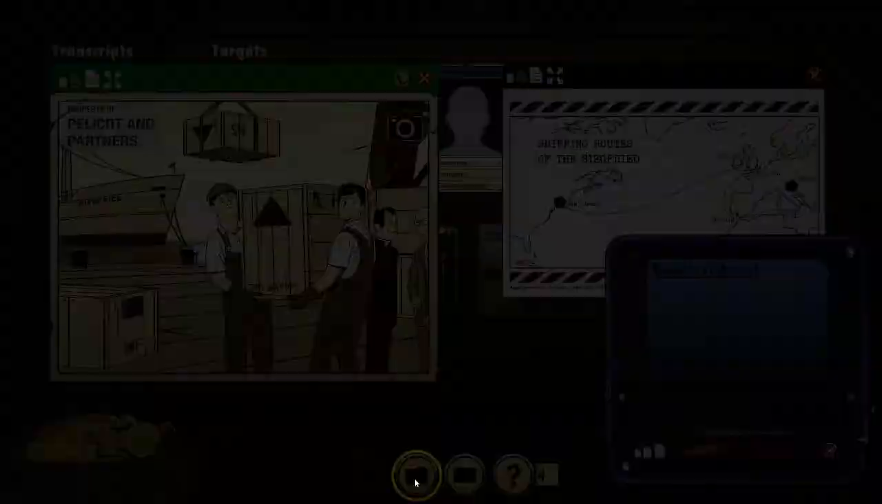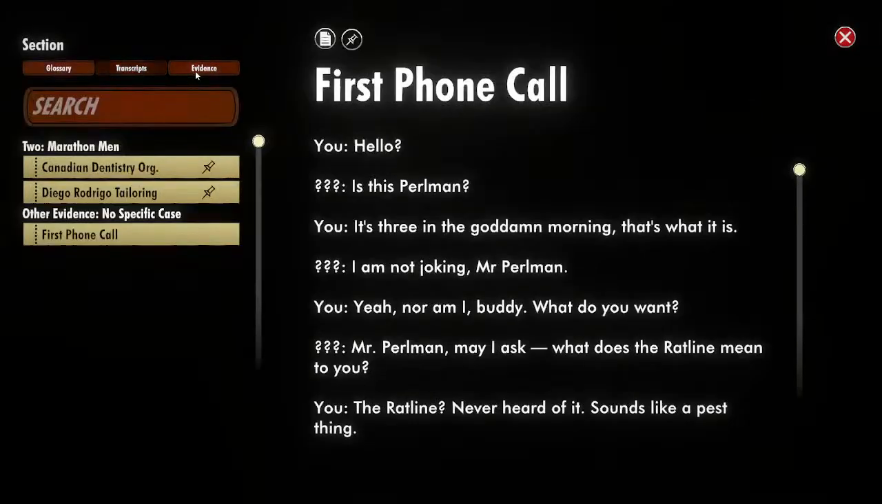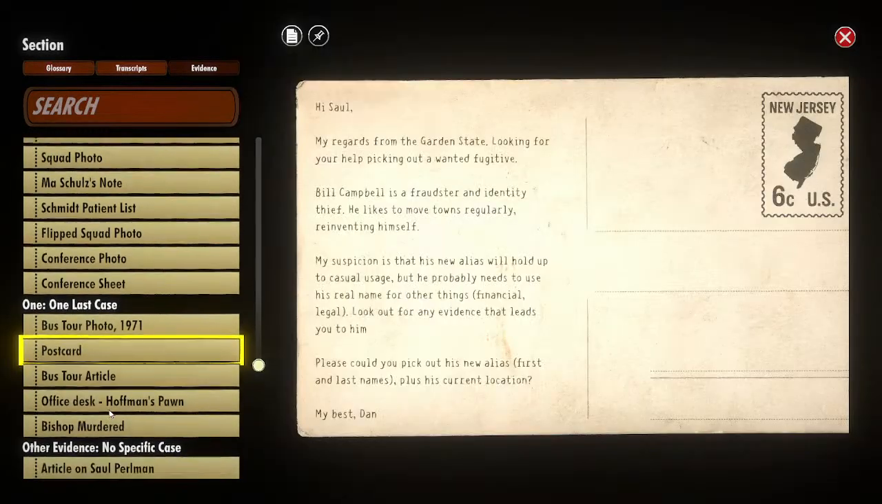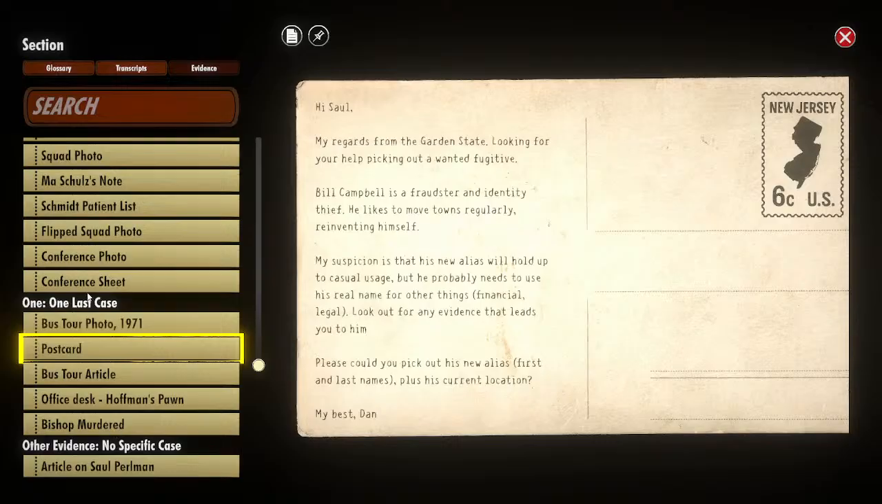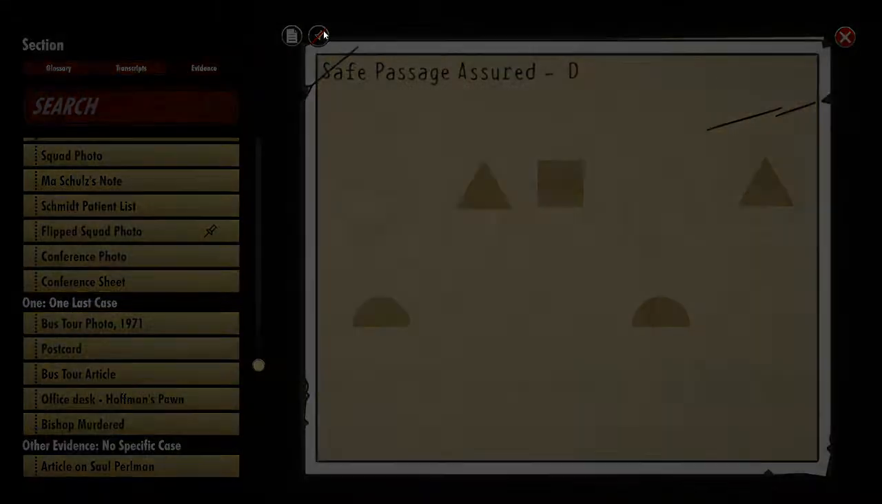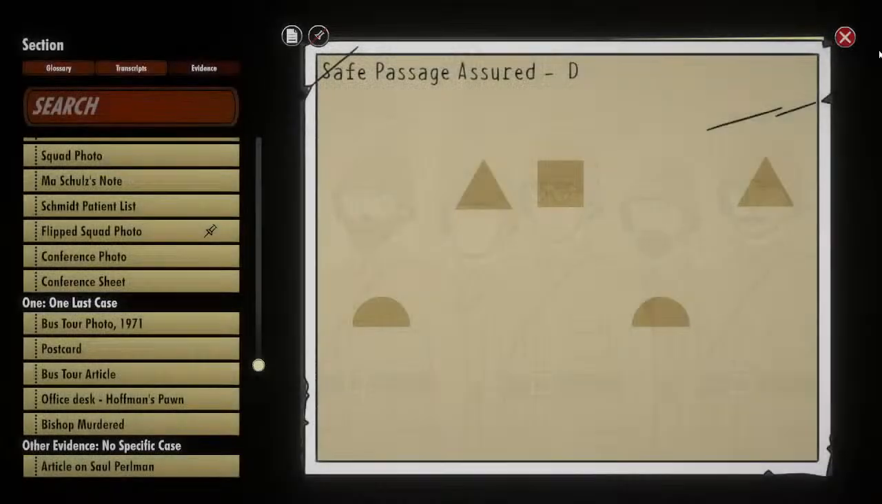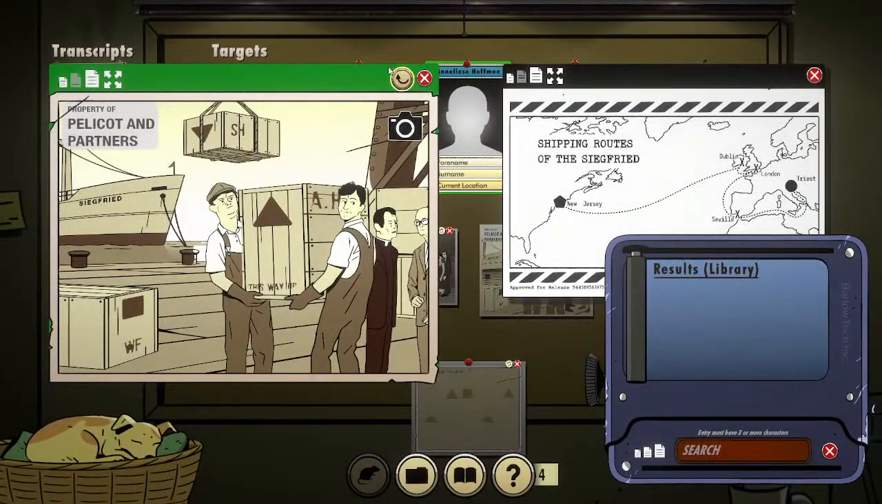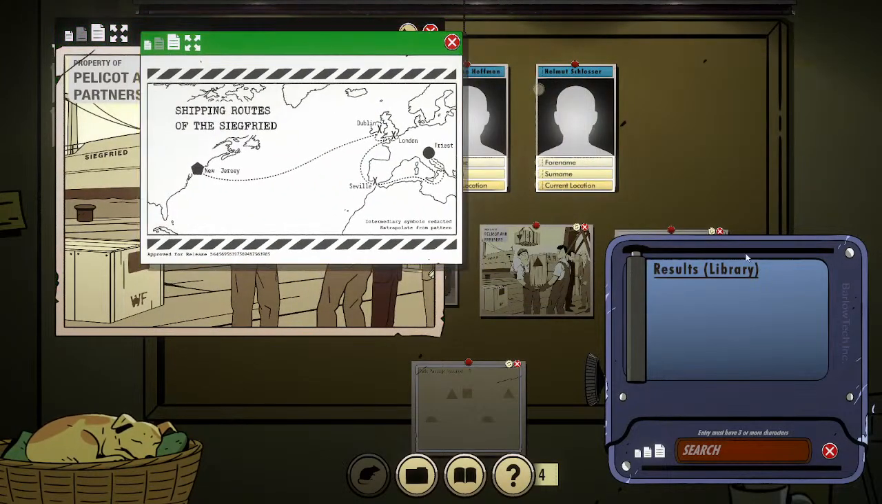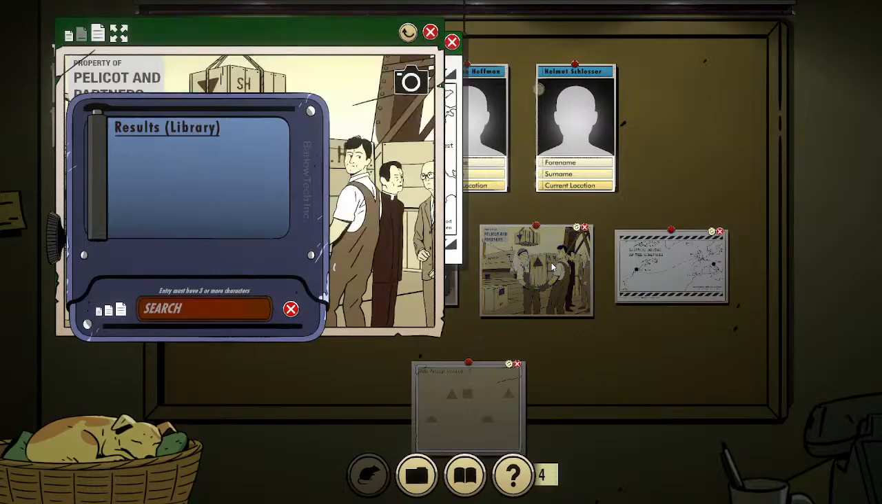I've got something in my evidence that is... Hang on a second. I never figured this out from the last case. Where is this? This is important, isn't it? Safe passage assured. D. Who's D? This looks like... Wait a minute.